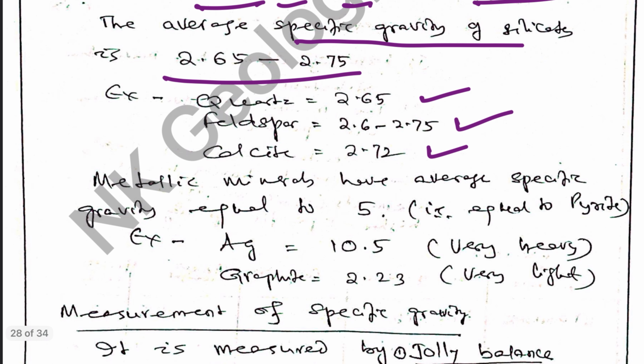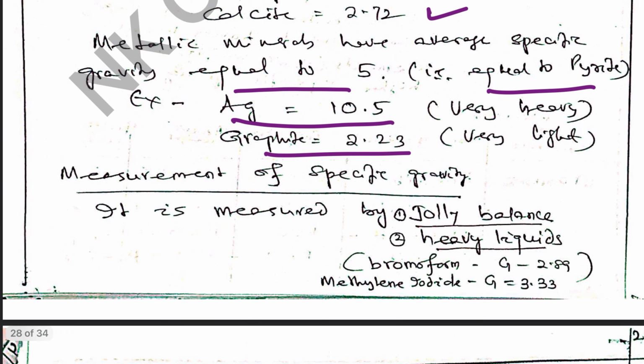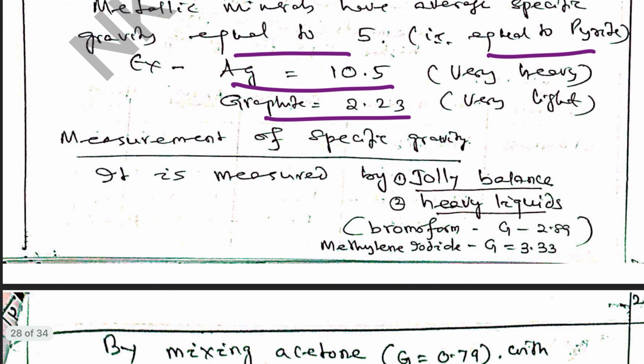Metallic minerals have average specific gravity equal to 5, that is equal to pyrite. Silver is 10.5, graphite 2.23, very light because it is a non-metallic mineral. Measurement of specific gravity: how can we measure the specific gravity? Specific gravity can be measured by Jolly balance or by heavy liquids.